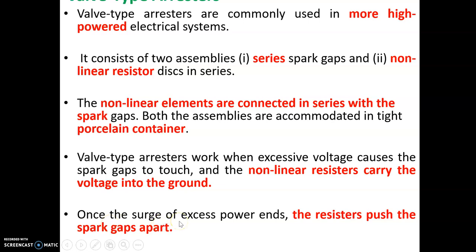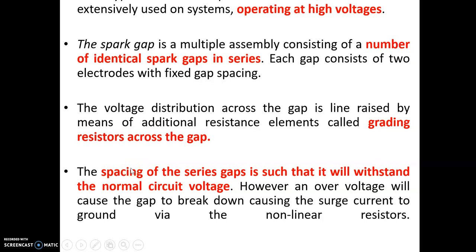When the surge disappears, the voltage will again be the phase voltage, and therefore resistance will be very high, and as resistance becomes very high, arc quenching will take place. So it is called pushing the spark gaps apart. You can say that again the spark gaps will be open because the arc is extinguished between the gaps. So valve type arrestors incorporating nonlinear resistance are extensively used on systems operating at high voltage.